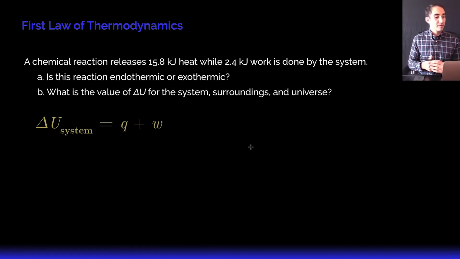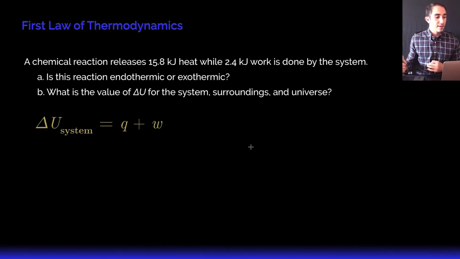So here we have a pretty straightforward question dealing with the first law. And what it says is that a chemical reaction releases 15.8 kilojoules of heat while 2.4 kilojoules of work is done by the system. And part A is going to ask, is this reaction endothermic or exothermic? Part B is going to ask, what is the value of delta U for the system, surroundings, and universe? So really we're going to use all those concepts, understanding how our vocabulary can affect the sign of heat and work. And then we're going to use those 3 equations that we talked about for the first law of thermodynamics.